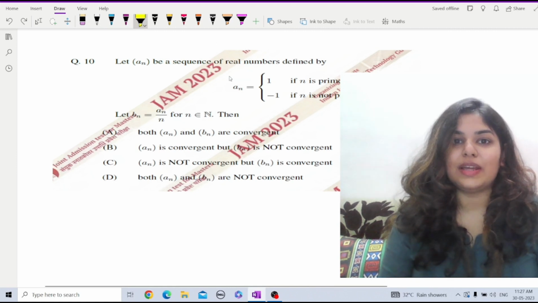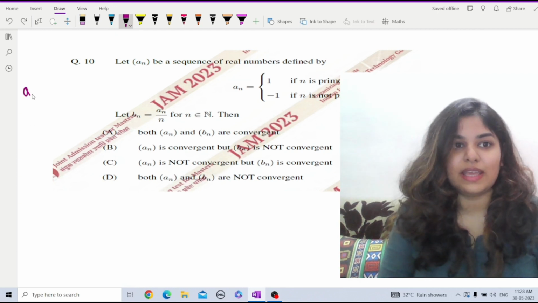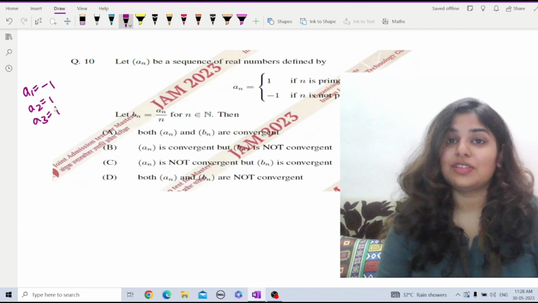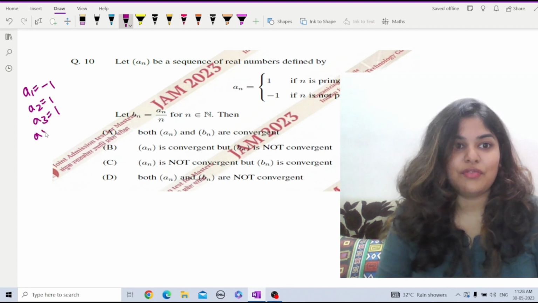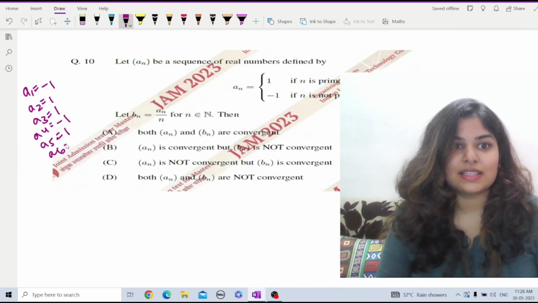So let us write down the sequence. When n is 1, it is not a prime number, so it's minus 1. That is, a1 is equal to minus 1. a2: n is a prime number, so it is plus 1. a3 again 1, because 3 is a prime number. a4 is not a prime number. a5 is a prime number. a6 is not a prime number, and so on.